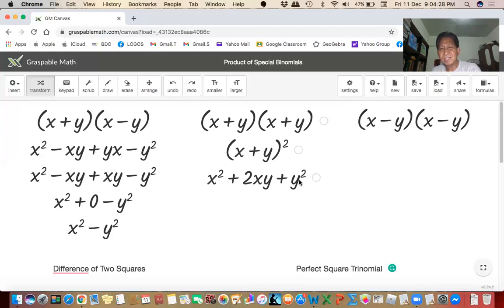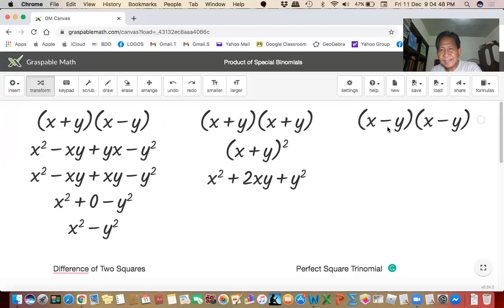And then the last term is simply the square of the second term. So just to summarize the steps, you square the first term, and then you get twice the product of the two terms. So that will be xy times 2 or 2xy, and then you square the last term.